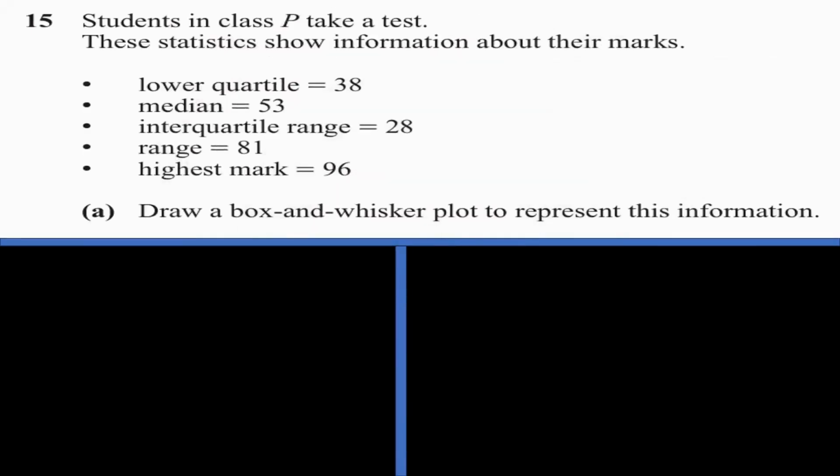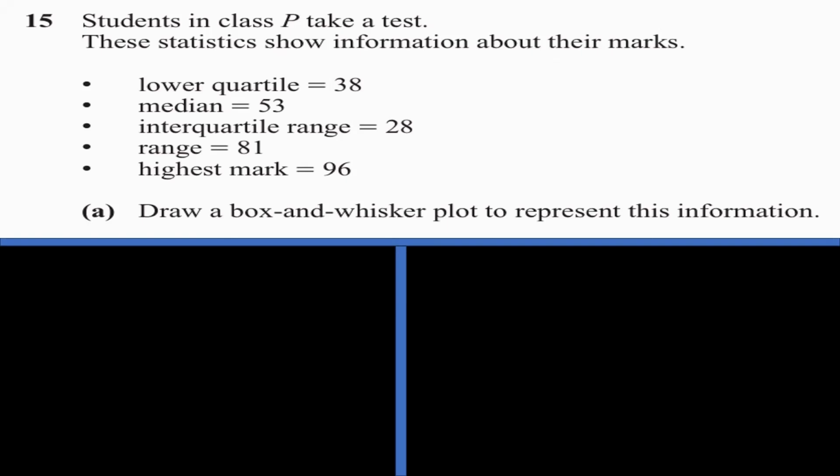Question number 15, we are told that students in class P take a test. These statistics show information about their marks. And what is the information we have about their marks? We have the lower quartile to be 38. We have the median to be 53. Interquartile range 28. We have the range to be 81. We have the highest mark to be 96.